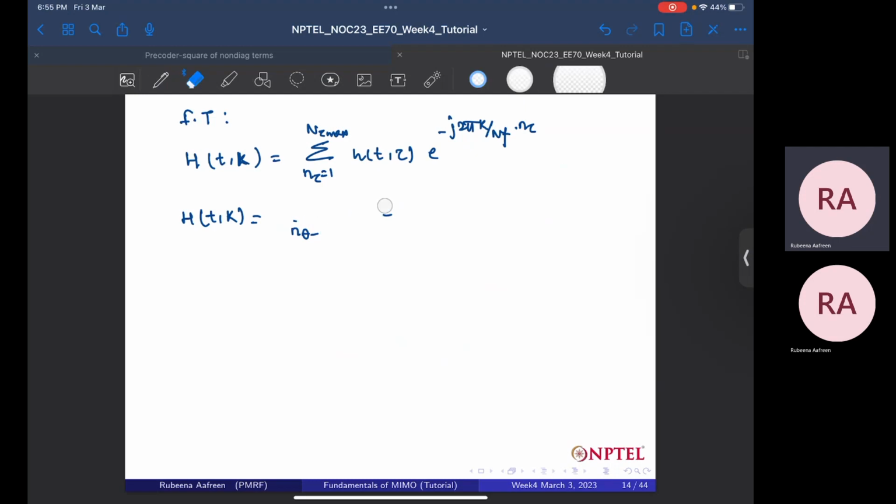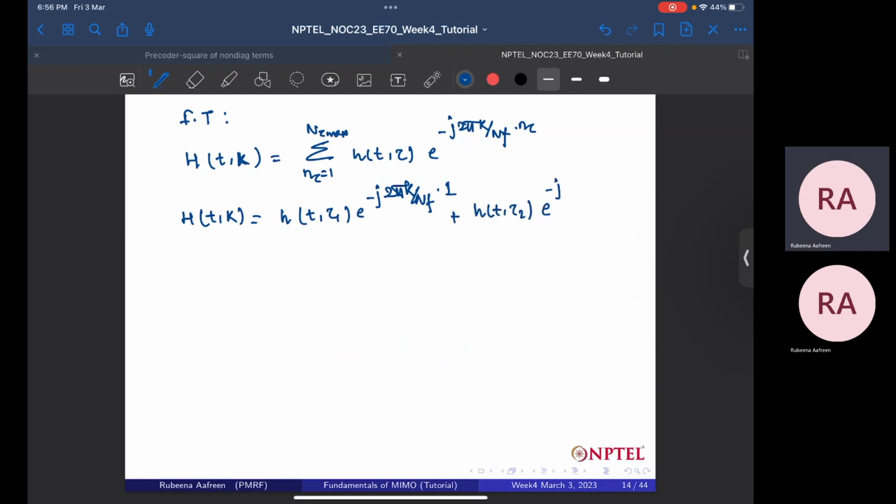maybe I can write it shortly as h of t comma tau 1 into e to the power minus j 2 pi k by N f into first path, plus again h of t comma tau 2 into e to the power minus j 2 pi k by N f into 2, plus and so on. This is a very important concept. You should go through the lecture and maybe practice it on pen and paper. So from here we can see that there are different paths, but they are resolvable.